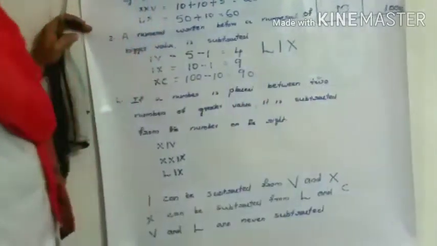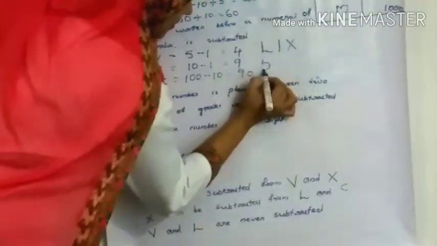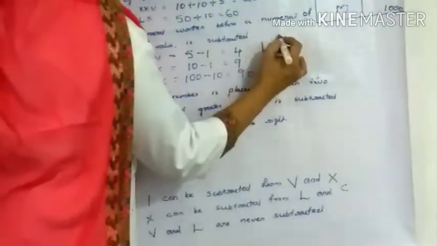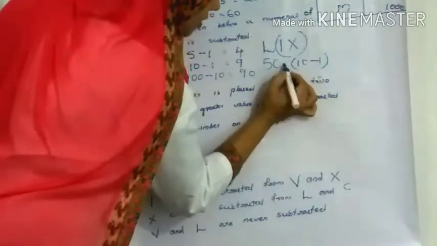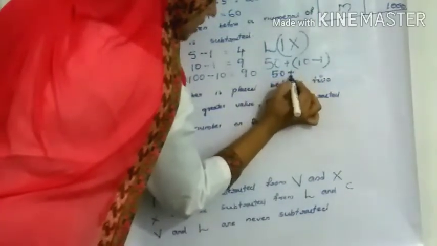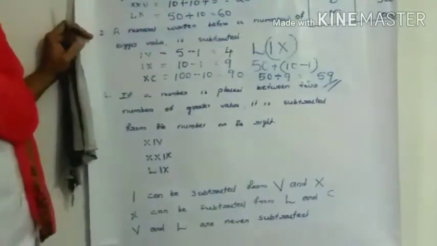One more example: LIX. How can we write this? L represents 50. Then IX is 10 minus 1, 9. So 50 plus 10 minus 1, that is written as 59.